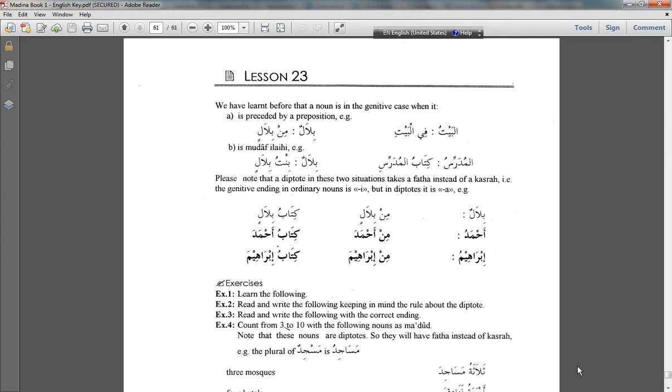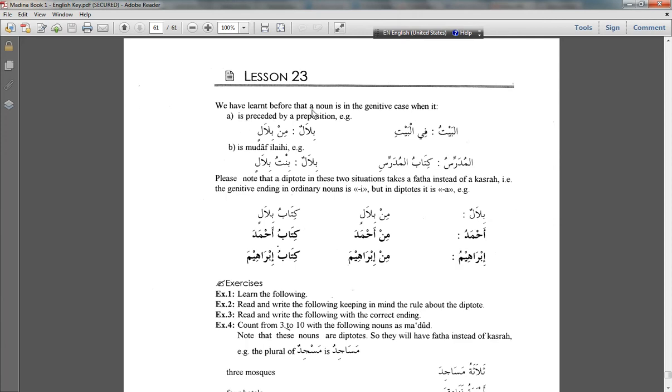Bismillahir Rahmanir Rahim. Today we're going to do lesson 23, which is the last lesson of the series of the Madina Book 1. And today's lesson is related to the last lesson. Let's go through it, inshallah. And anything that needs to be mentioned, we will mention, inshallah.